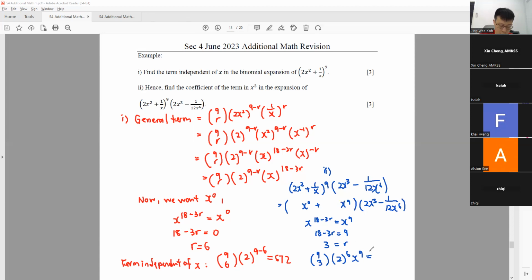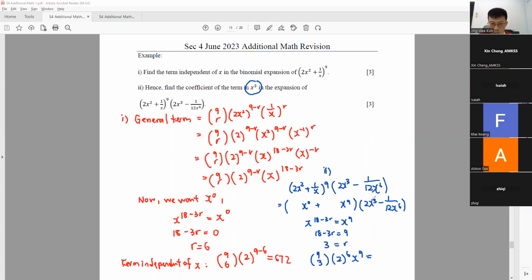How do you get the x to the power 0 plus x to the power 9? I want x cubed. What term will give me x cubed? 1, 0. Why? x to the power of 1 times x cubed gives me x to the power of 4.